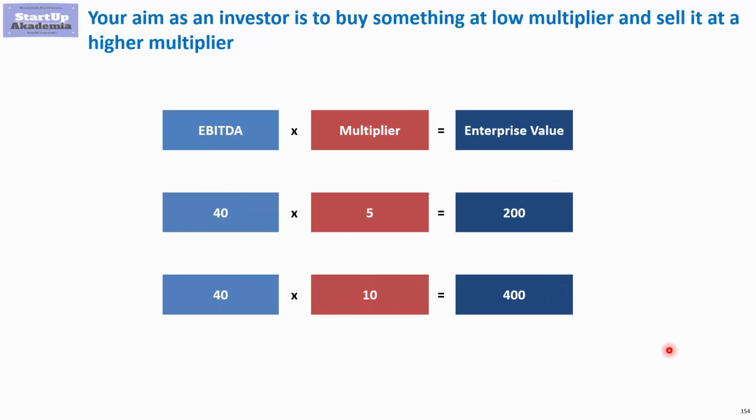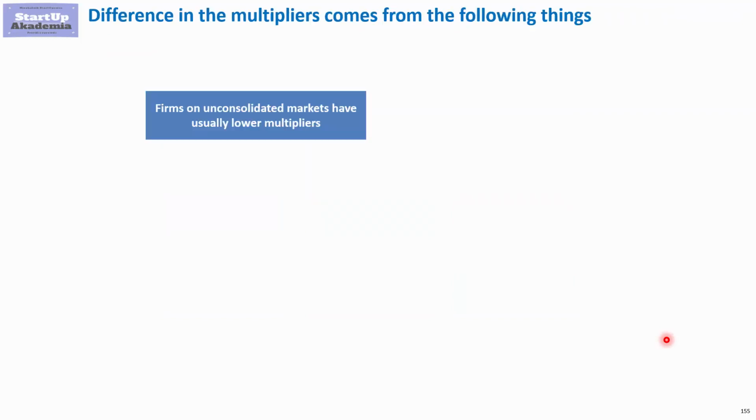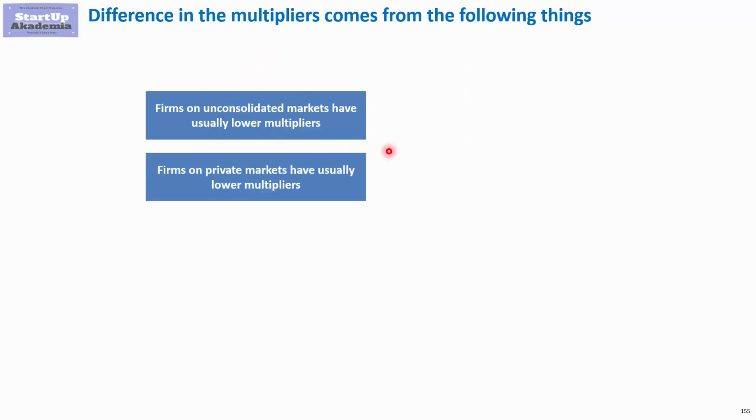In short, your aim as an investor is to buy something at a low multiplier and sell it at a higher multiplier. Now, there is a reason for the difference in multiplier that we have discussed here. So first of all, it may be due to the fact that firms on unconsolidated markets have usually lower multipliers. So we assume that if there are a lot of small players, they may suffer. Therefore, we value them at a much lower multiplier. Similar to that, companies on a private market have usually lower multipliers. This is due to the fact that it's very difficult to get rid of them, sell them.